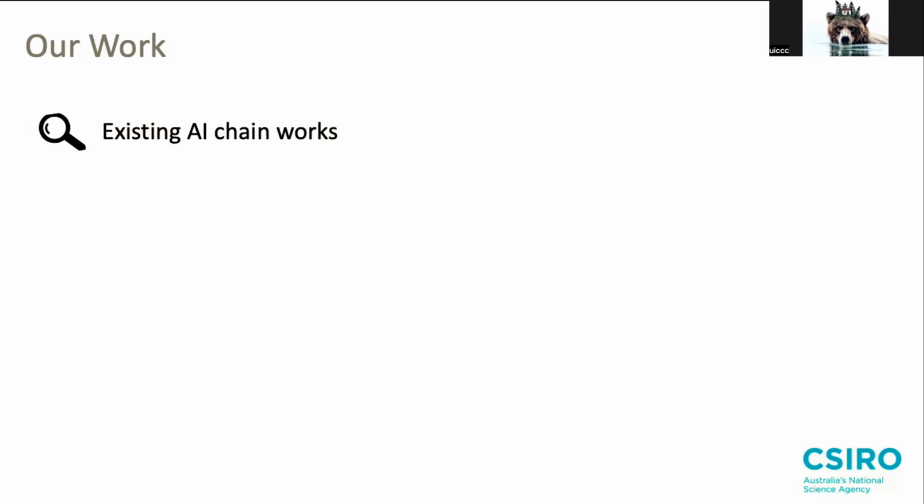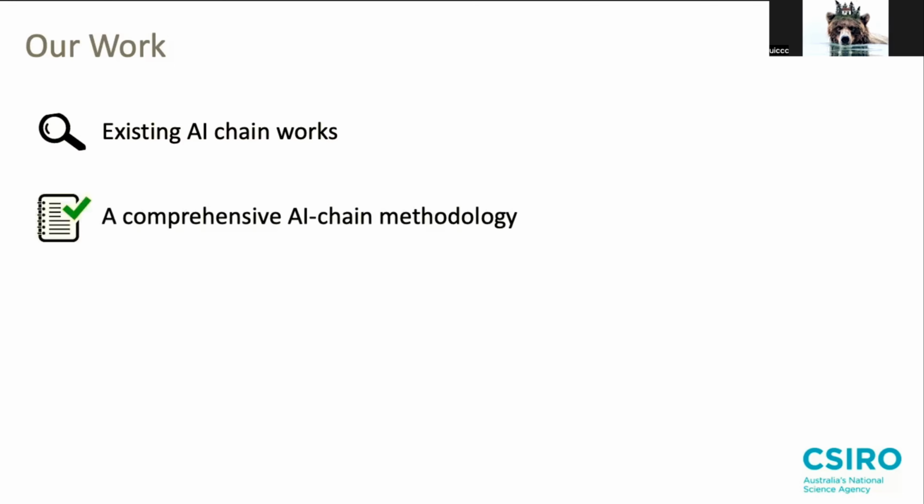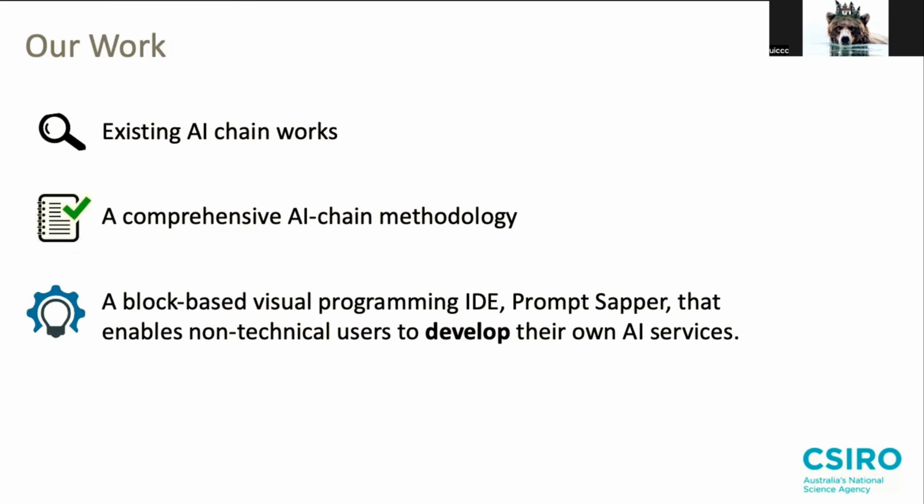To mitigate these research gaps, we first systematically reviewed existing AI chain work, then summarized, refined, and extended the concept of the AI chain by incorporating the best principles and practices that have been accumulated in software engineering for decades into AI chain engineering. We built a comprehensive AI chain methodology, and based on this, we developed a block-based visual programming IDE, Prompt Sapper, that enables non-technical users to develop their own AI services.